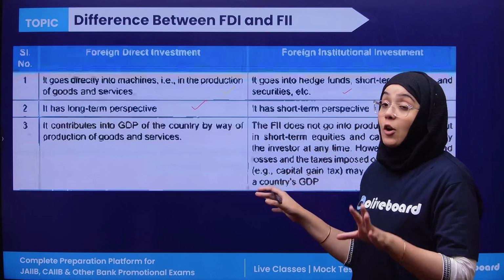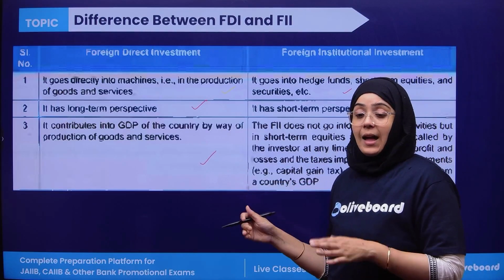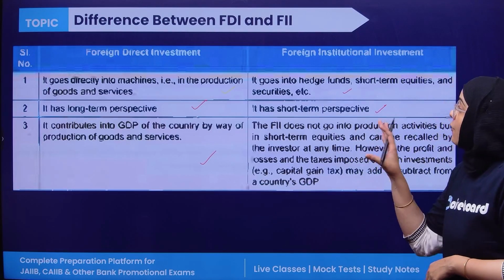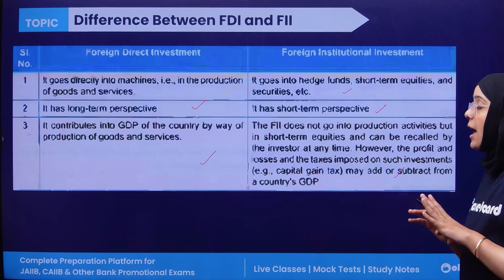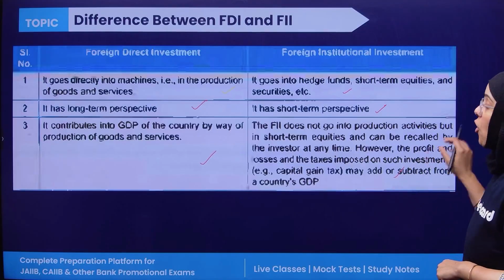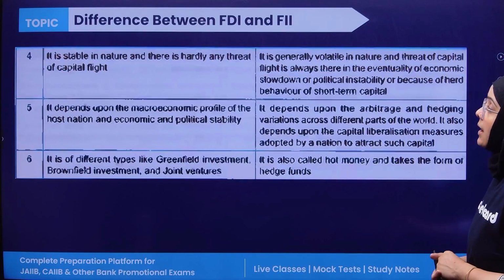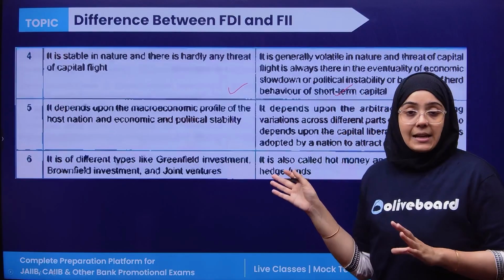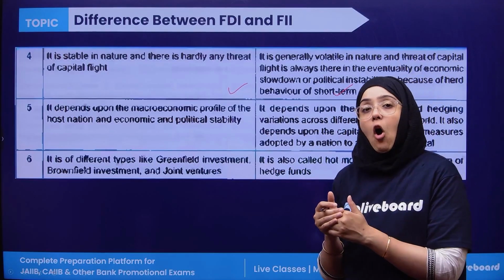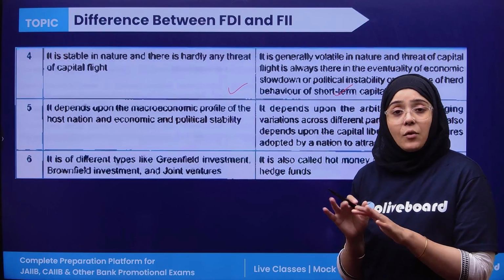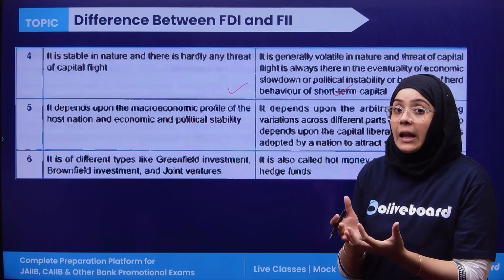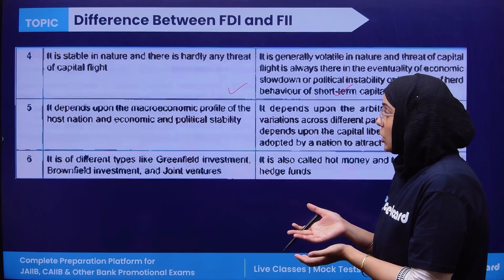Next, FDIs contribute to the GDP because these are actually going into the production of goods and services, whereas FIIs are not contributing to the GDP of the country, right? Now, FDIs are stable in nature. FIIs are very volatile in nature. If you are investing in stocks, shares, debentures to take the price benefit, obviously these are risky. These are volatile in nature, right?